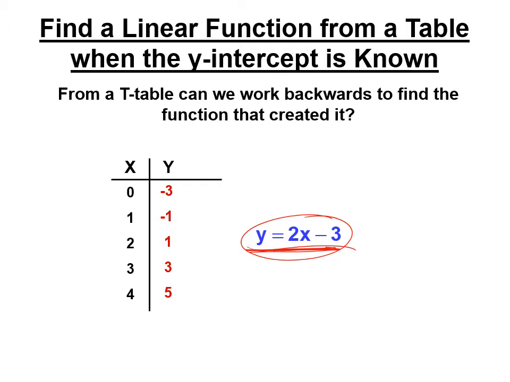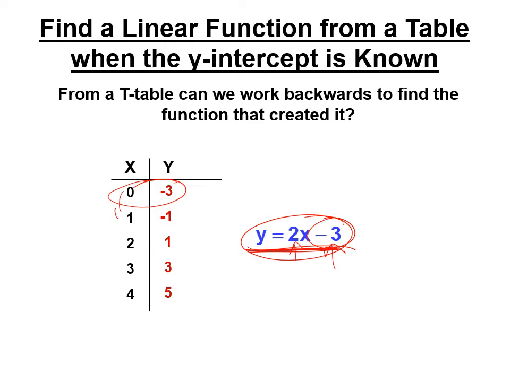All right, so we're going to learn how to find out, just by looking at this table, that the equation that made that table, if I tell you those are 5 points from a linear function, that the slope must have been 2 and the y-intercept must have been 0, negative 3. Hopefully you see the y-intercept right there.